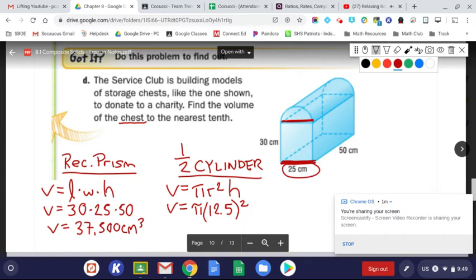height. Now, here's where you might be thinking the height is 30. It is not. The height is shown here because it's the height that connects the two bases of our cylinder. So in this case, the height is going to be times 50.